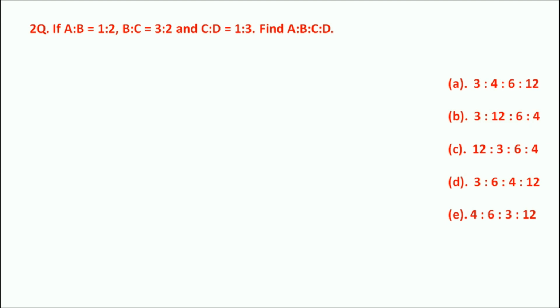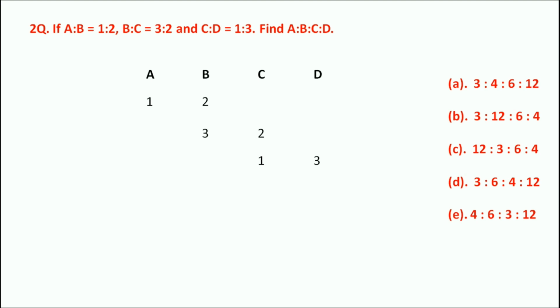In the previous problem we have learned how to combine two ratios. In this problem we are going to learn how to combine 3 ratios easily and quickly. If A is to B is equal to 1:2, B is to C is equal to 3:2, and C is to D is equal to 1:3. Find A is to B is to C is to D. Write A, B, C and D as shown here. Then write the values of A is to B below A and B. In the second row write the values of B is to C below B and C. And in the third row write the values of C is to D below C and D.